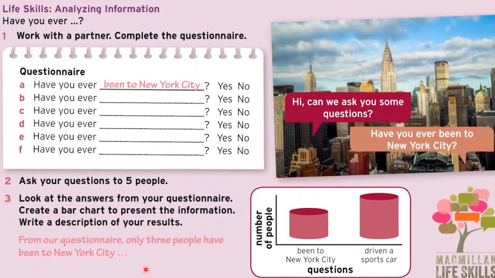Now, let's continue with the next topic, which is analyzing information. Have you ever? Then exercise number 1 says, work with a partner. Complete the questionnaire. So here we have 6 questions that are incomplete. You're gonna complete them with your own ideas because all of these questions start with have you ever. You're gonna ask your classmates if they have done some activities. For example, we have, have you ever been to New York City? You can also say, have you ever swum in a beach? And you can complete it with any idea that you like.